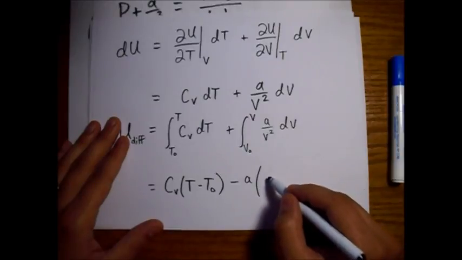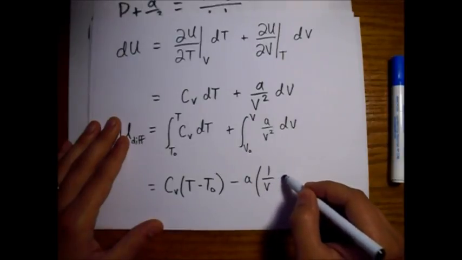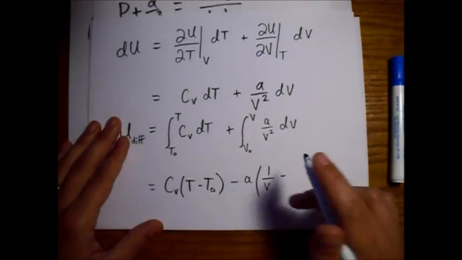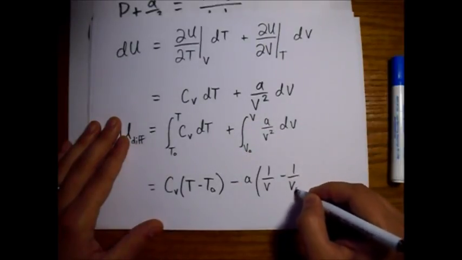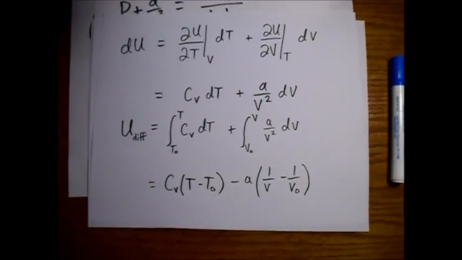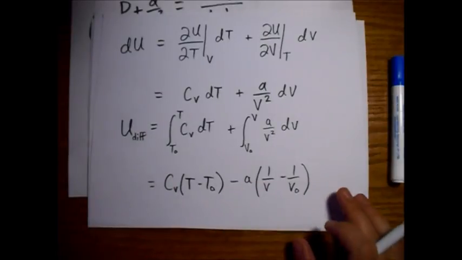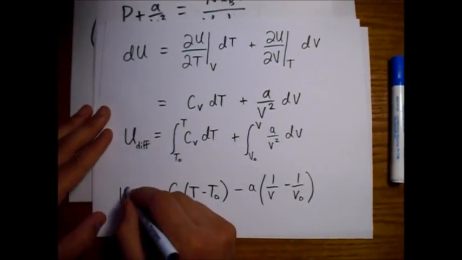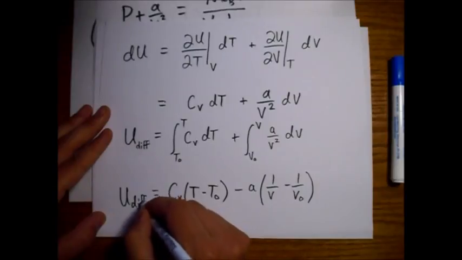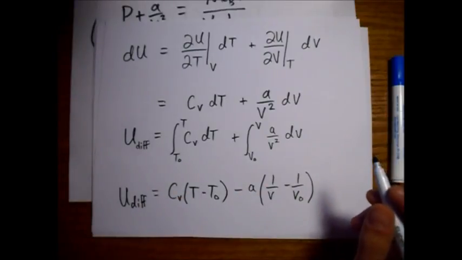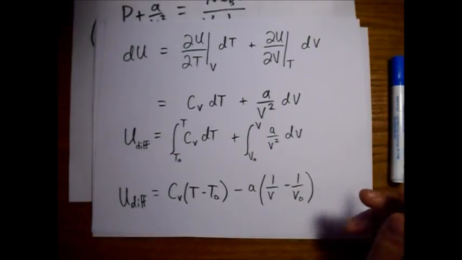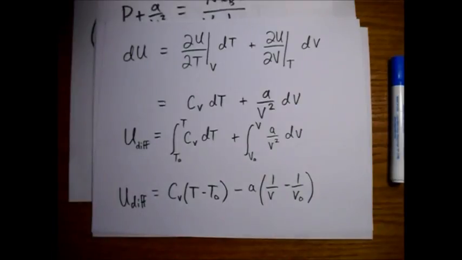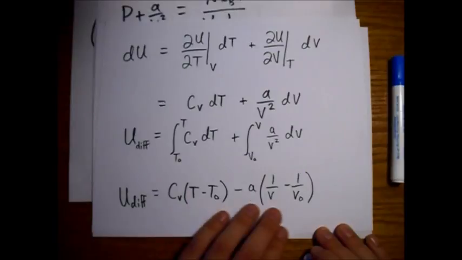Okay, so we had a minus 1 over V, and then that's evaluated at V and V naught. Okay, and we could bring this minus sign in here and reverse those, but we'll just leave it as it is for now. So now this is again the difference in the internal energy between the gas with temperature T and volume V and the reference state temperature T naught and volume V naught. So that's what we found right here.